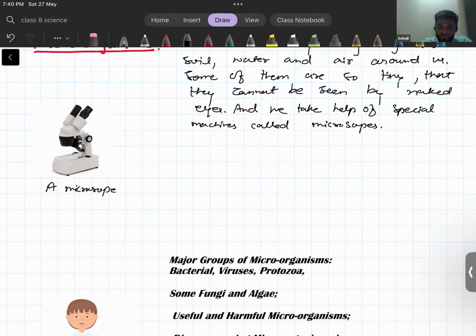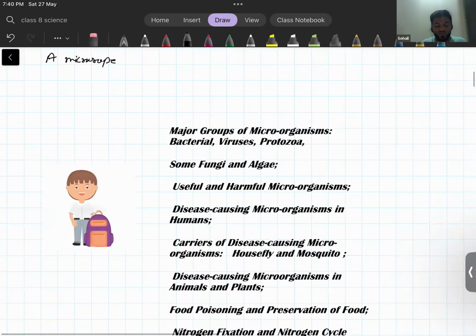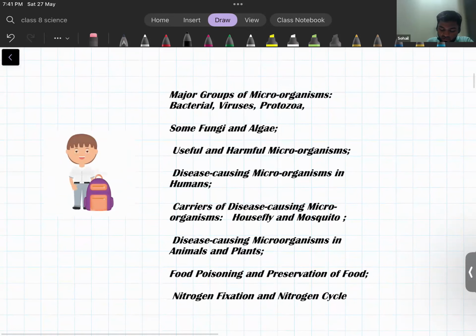Now, further, if you were to talk about the content of the chapter which we will be covering, the first thing we will be discussing is the major groups of microorganisms. You see, these microorganisms are not all of the same kind. They are of different kinds. Depending upon their size, their shape, and the habitat in which they are found, they are divided into different categories. So we will discuss that.